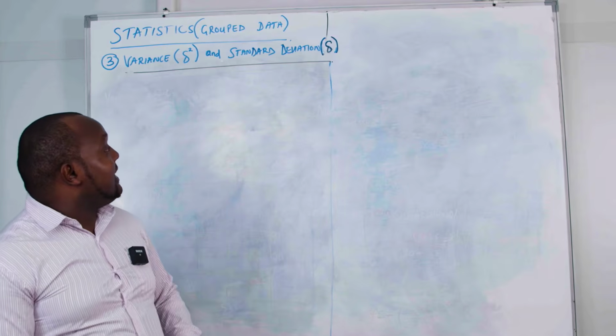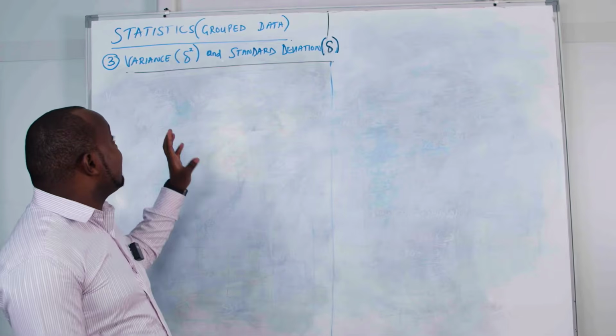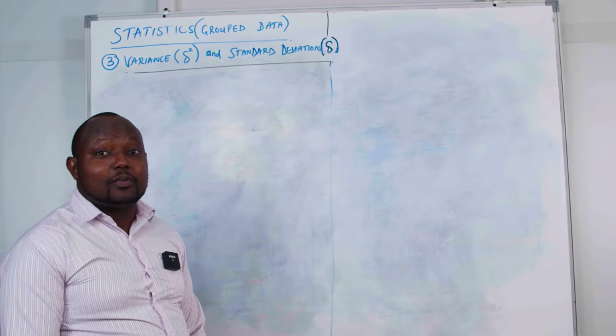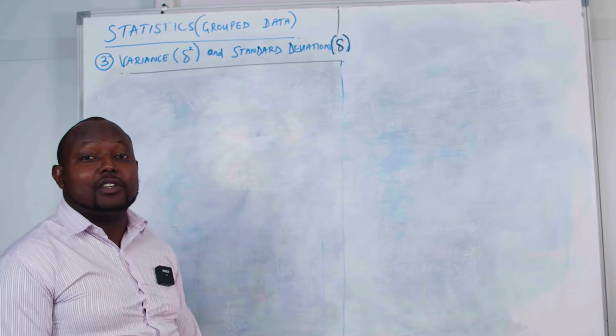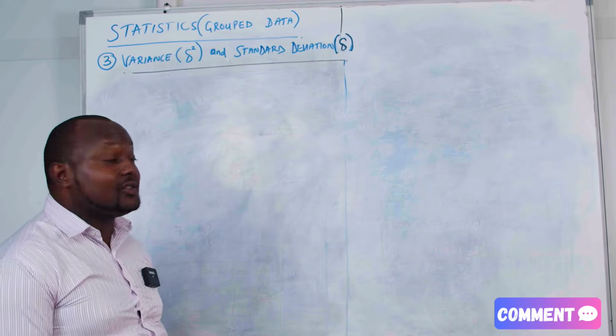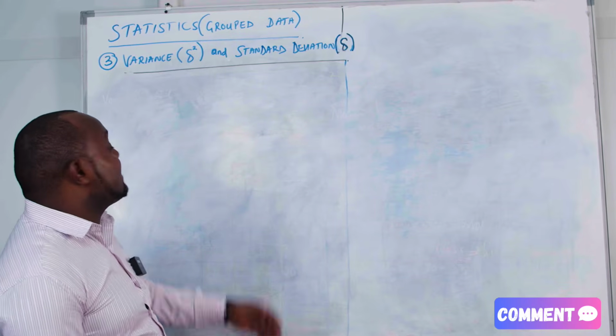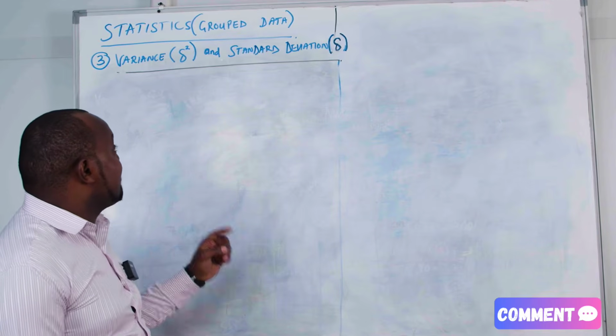As you look at us today, this is our third video. Today we are focusing on statistics, especially group data. On our first video, we looked at how we calculate the mean. On our second video, we looked at how we calculate the mode. And now this is our video on how we calculate variance and the standard deviation.